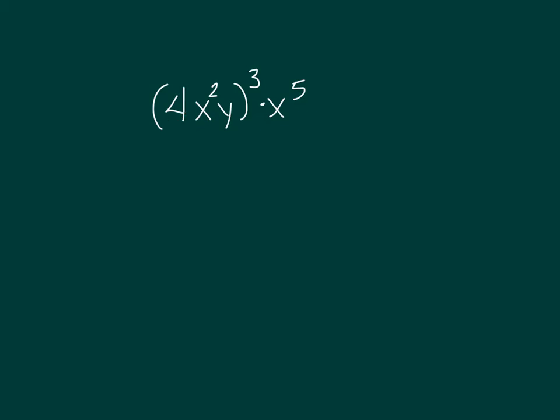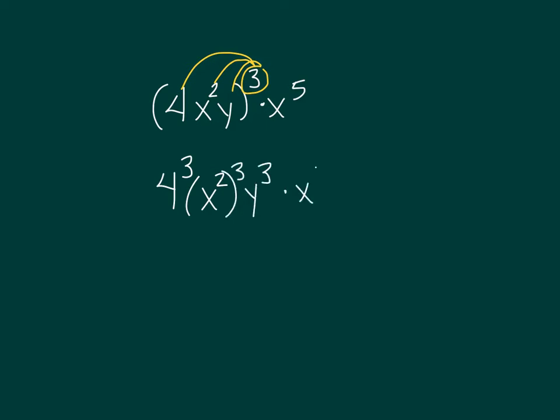So then we look at what else is going on with the parentheses, and we see that we have an exponent on there. And so the rule is if you have an exponent on the outside and you have things being multiplied on the inside, we're going to take that exponent and apply it to all the things. And in this case, there are 3 things being multiplied. So if we apply that, we get 4 to the 3rd power, we have x squared to the 3rd power, and we have y to the 3rd power, and then we still have x to the 5th multiplied at the end.